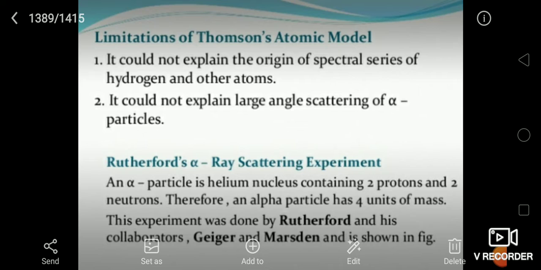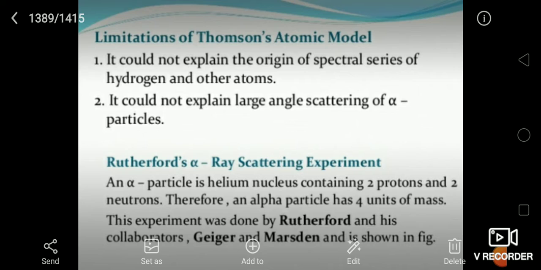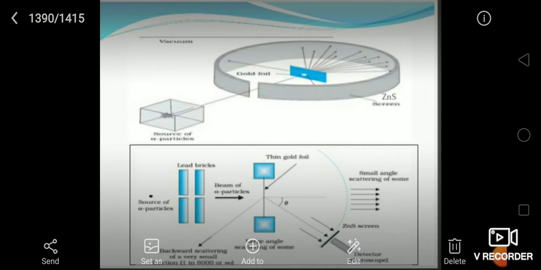Rutherford's alpha ray scattering experiment. An alpha particle is a helium nucleus containing 2 protons and 2 neutrons. Therefore, an alpha particle has 4 units of mass. This experiment was done by Rutherford and his collaborators Geiger and Marsden and is shown in the below figure. Here is the figure of the experiment which was performed by Geiger and Marsden.